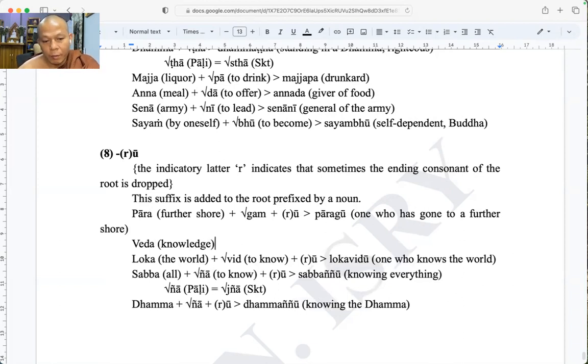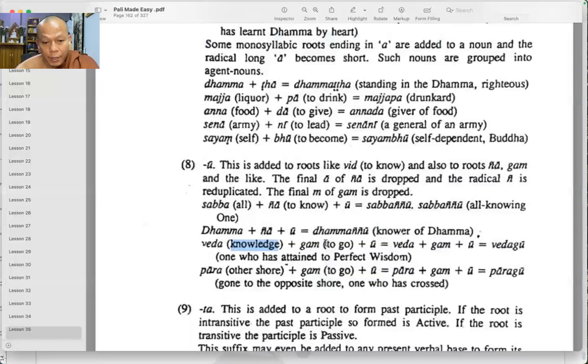Maybe in Brahmanism, these are the three religious texts. In Pali, Veda means knowledge, and the root gam. So gam is literally to go. And then, now, but this final mark is dropped. So Vedagu. So that means one who has attained knowledge. Yeah. One who has attained the perfect wisdom.